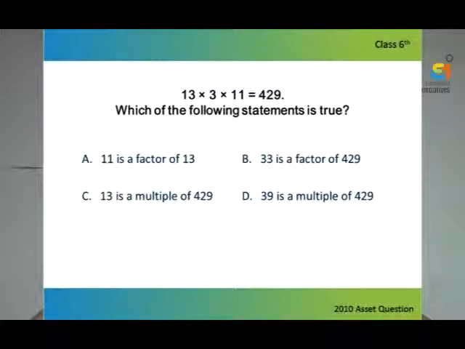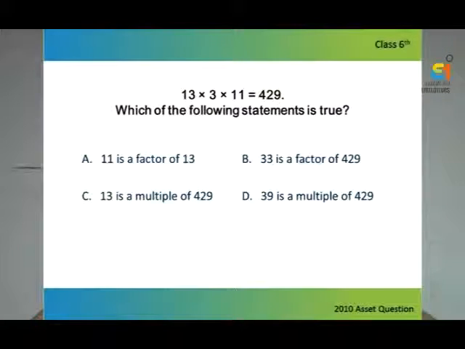This is another ACID question that assesses the student's understanding of factors and multiples. The question reads, 13 into 3 into 11 is 429. Which of the following statements is true? Option A, 11 is a factor of 13. Option B, 33 is a factor of 429. Option C, 13 is a multiple of 429. Option D, 39 is a multiple of 429.